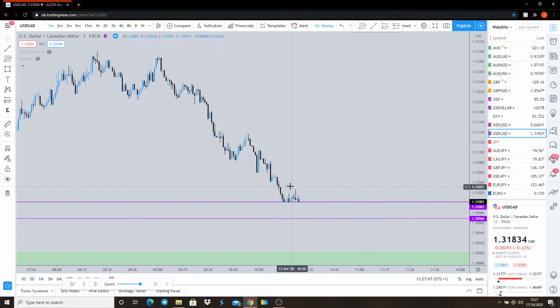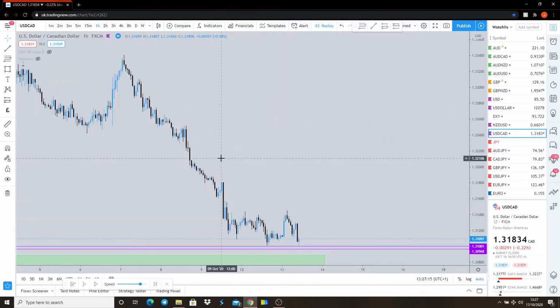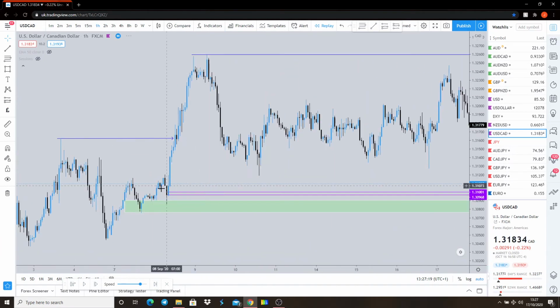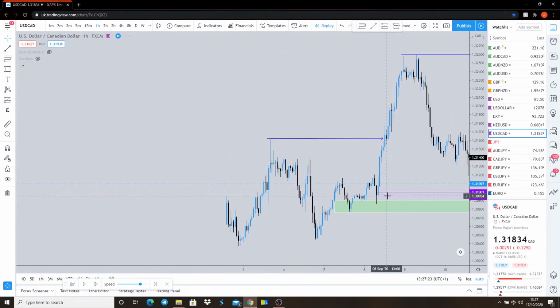And as we can see, we hit this 1 minute to the pip. Literally to the pip. And remember what this box is. Don't forget what this box is. It is a 5 minute unmitigated inefficient order block from down here, which caused the initial push.